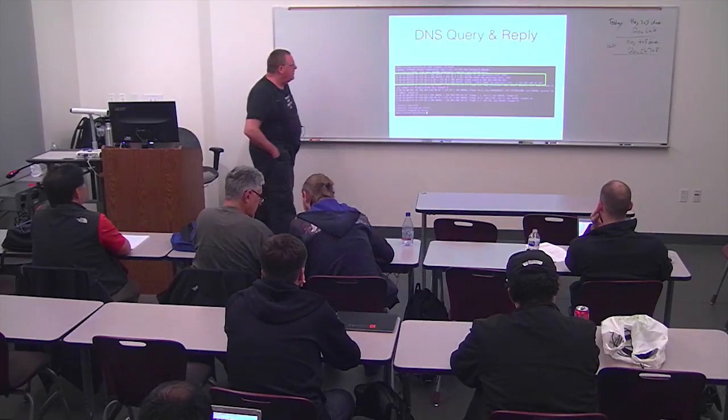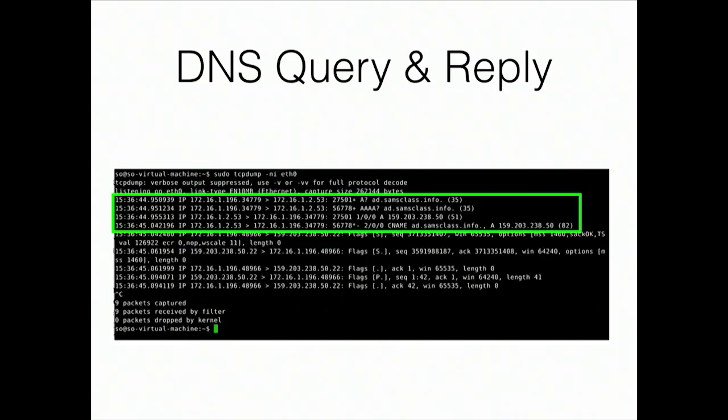So you can find things here. Here's what a DNS query and reply looks like. It's going up to port 53. And here's a question with a question mark asking for the A record, asking for the quad A record, and here's the answers. All right. So that's what DNS looks like.